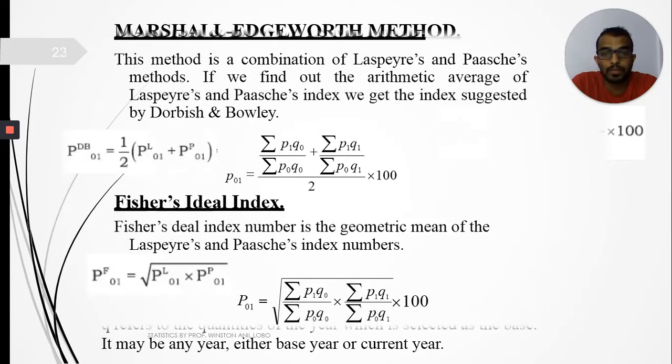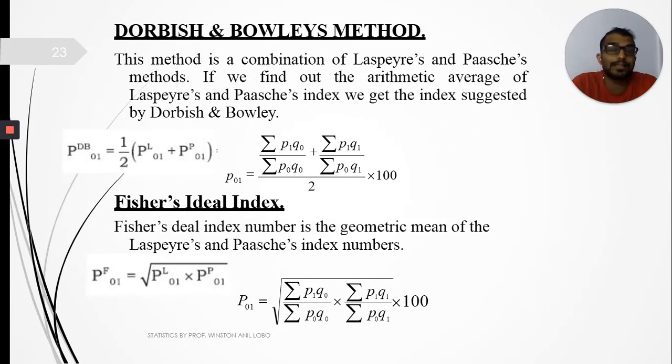And students also remember, Kelly's index number does not have a quantity index number. Kelly's index number has only Kelly's price index number. There is no quantity index number.